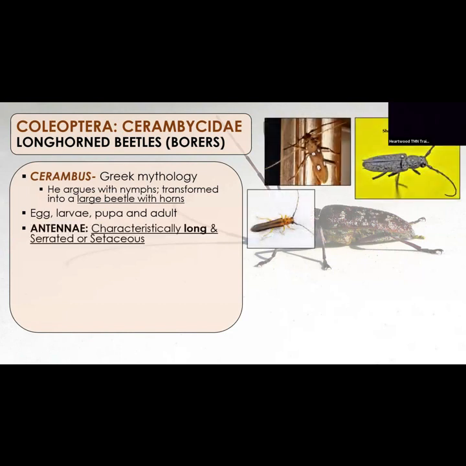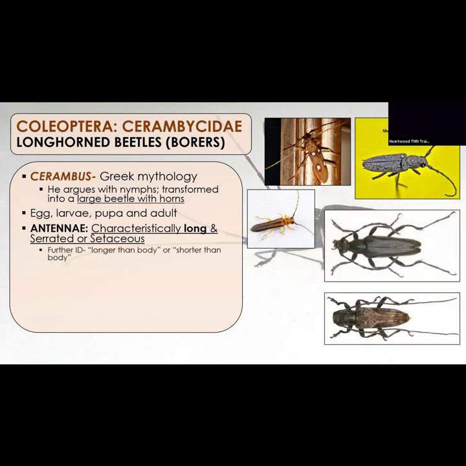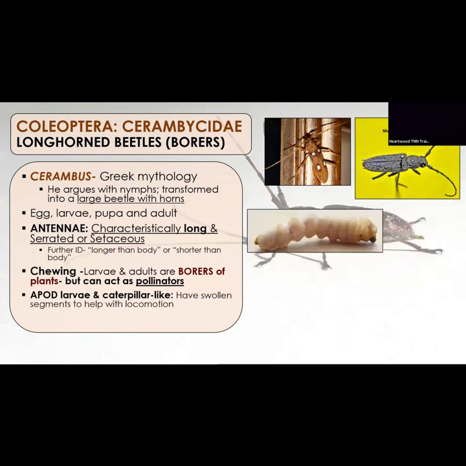So antennae are characteristically long. They can be serrated or more setaceous. And to further identify, you even go into, are the antennae longer than the body? Or shorter than the body? They're borers. They chew through things, so they have chewing mouth parts, but longhorn beetles are also going to be around a lot of plants. They do serve as pollinators. They're not always actively feeding on nectar, but they're out there rummaging around, and they've been noticed to have an influence on pollination.